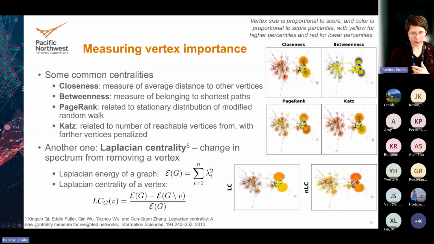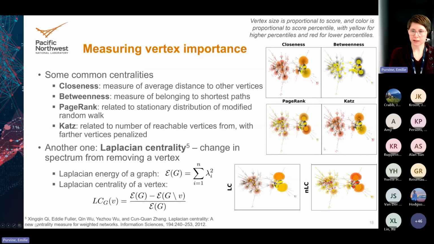If I grab all of the eigenvalues, so lambda i are all of the different eigenvalues, and I sum up the squares of the eigenvalues, I get a particular value, the Laplacian energy of the graph. If I then remove a single vertex and recompute the Laplacian energy of the graph with that vertex removed, that's this term here, and I look at how much I perturb that Laplacian energy by removing that vertex, that's a notion of centrality in the graph. How much does removing my vertex change the structure that we can calculate using the spectrum?